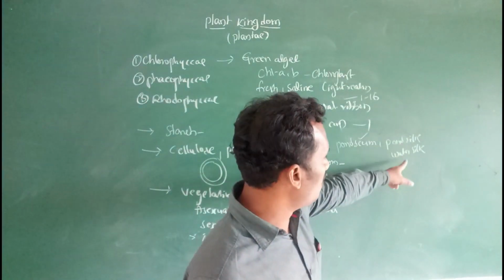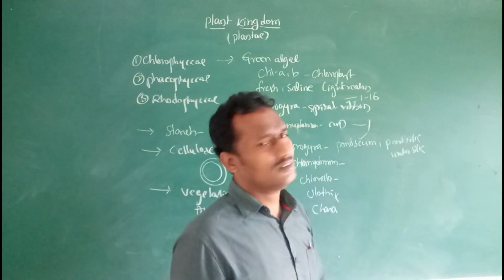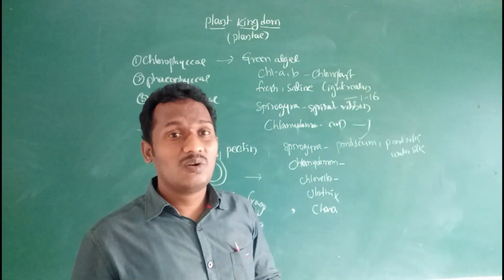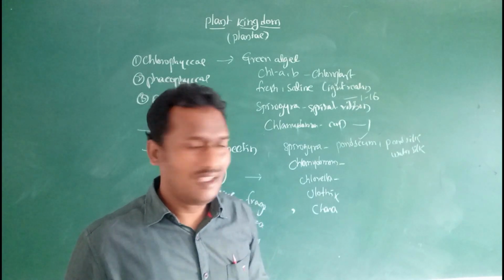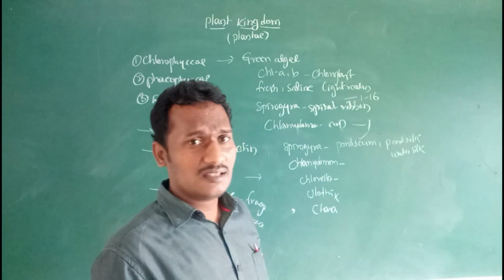Why is it known as pond silk or water silk? Because it appears as coarse green silky masses. That's why it is known as pond silk and water silk.